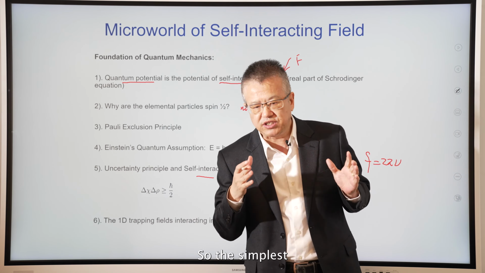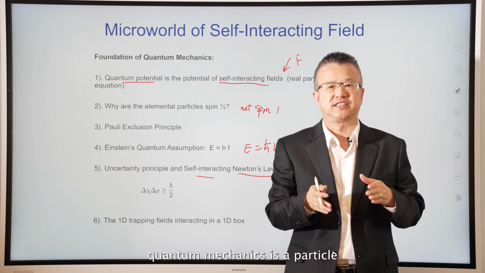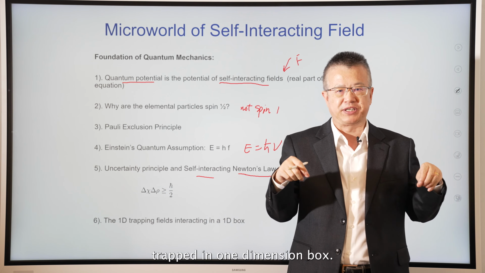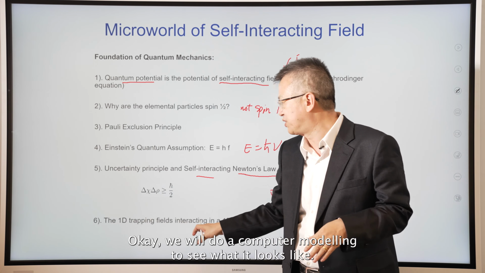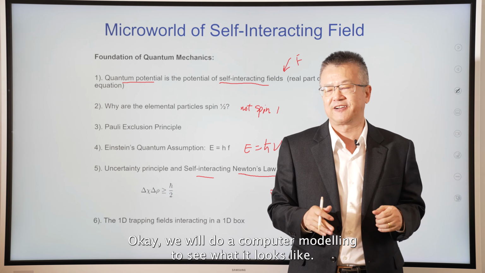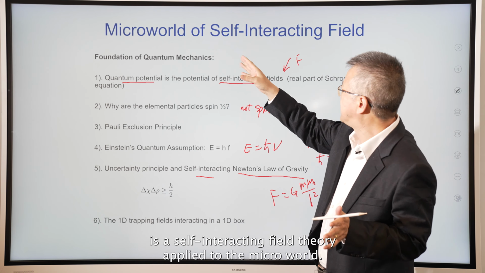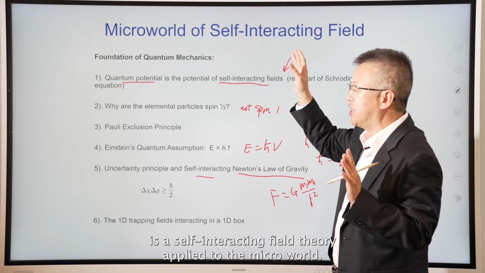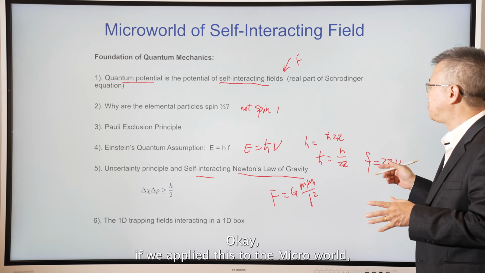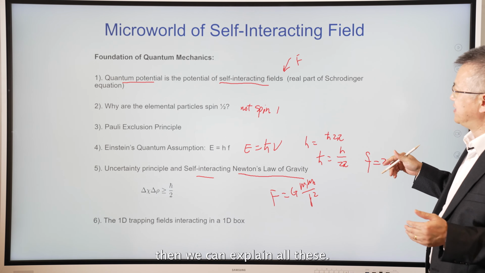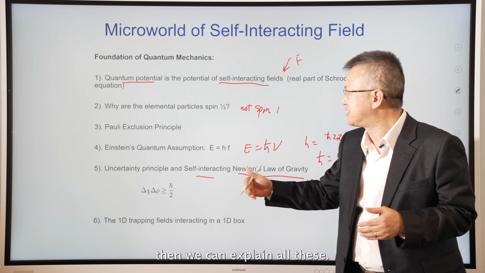So the most simple quantum mechanics is a particle trapped in a one-dimensional box. We will do a computer modeling to see what it looks like. What do we mean? It's a self-interacting field theory applied to the microworld. If we apply this to the microworld, then we can explain all this.